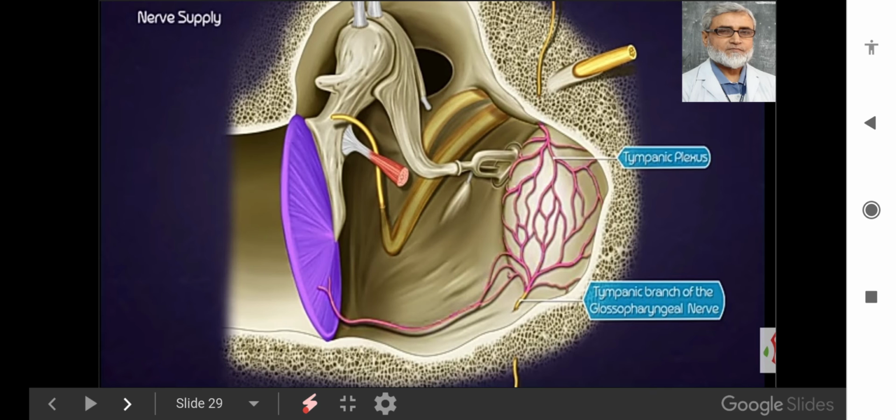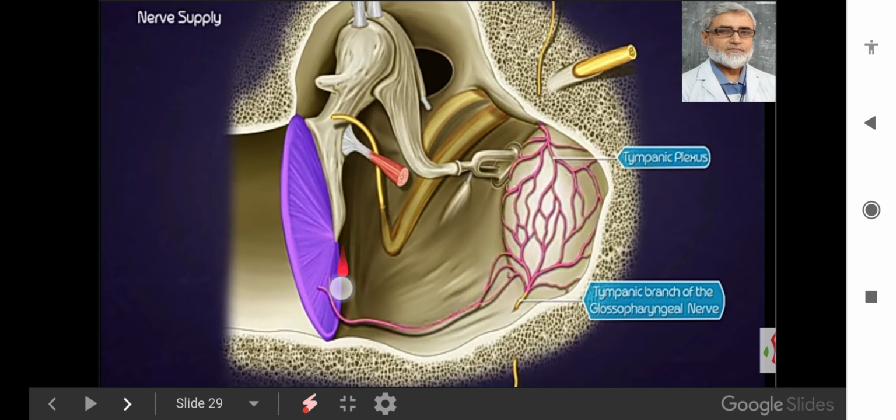Very important, this one is asked in the examination. Remember this: the medial surface is supplied by the tympanic branch of the glossopharyngeal nerve via the tympanic plexus. You can see here the tympanic plexus. This one is your TM. So remember this plexus, the tympanic plexus and the tympanic branch of the glossopharyngeal nerve are very important. This one is the tympanic membrane.